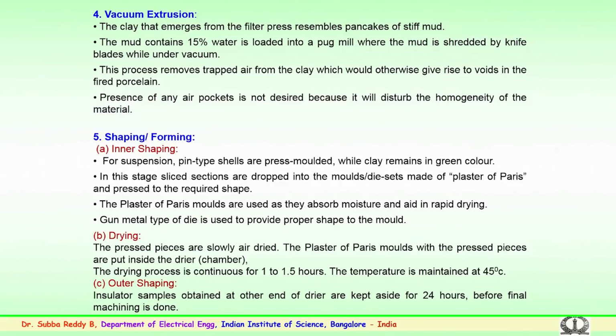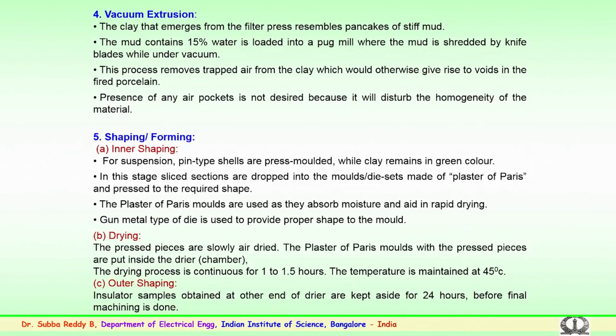This stiff mud, which again contains about 15% water, is loaded into what is known as a pug mill, where the mud is shredded by knife blades under vacuum conditions. This process of vacuum extrusion removes the trapped air from the clay, which would otherwise give rise to voids during manufacturing. Air bubbles or voids should not be present during the manufacturing process, so vacuum extrusion ensures they are removed.